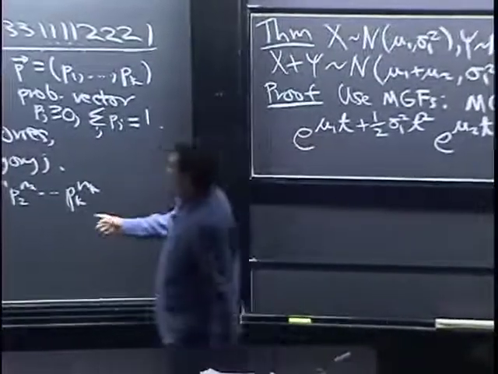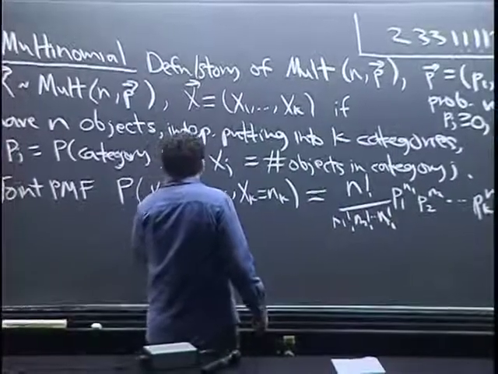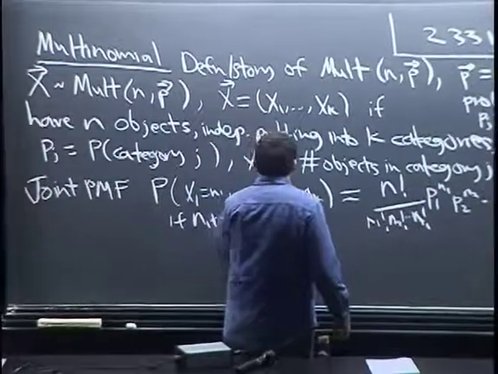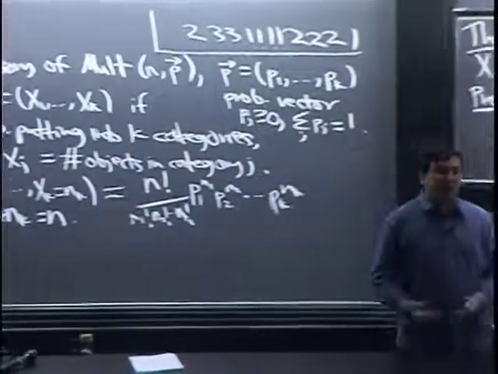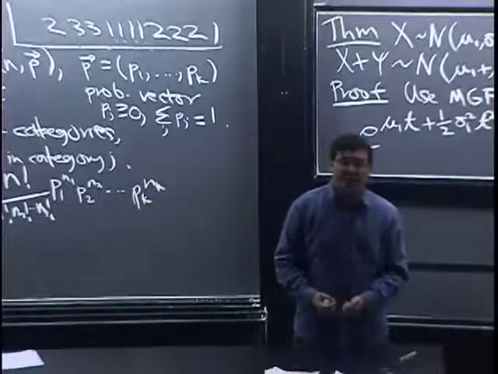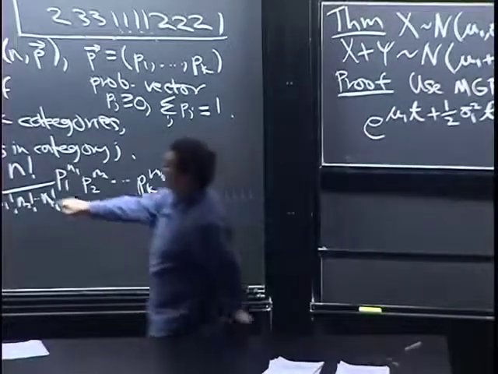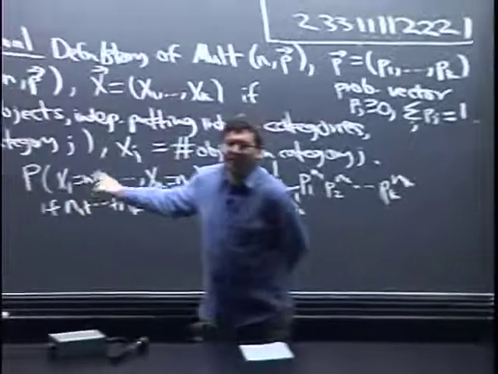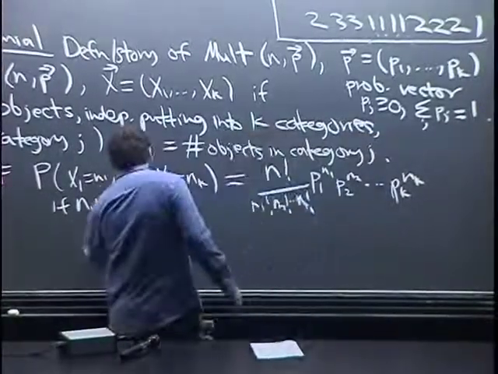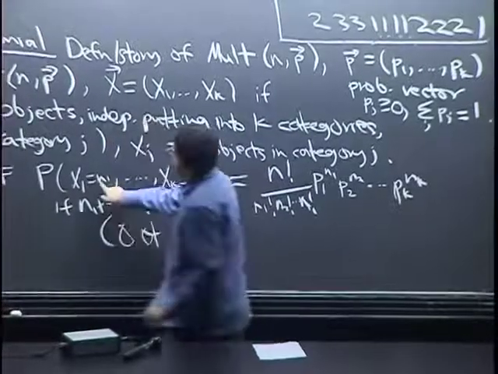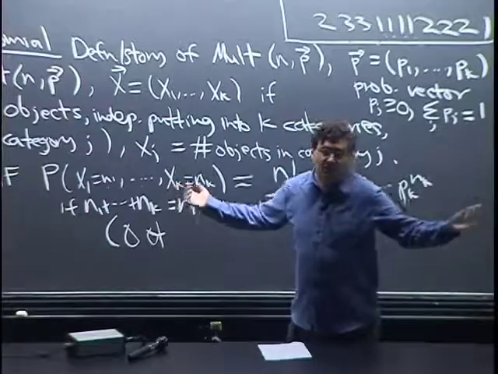Of course, there's a constraint here. This is valid if n1 plus and so on plus nk equals n. Otherwise, it doesn't make sense, because we have n objects and we're assuming that every object is in exactly one category. So it wouldn't make sense if we added up these counts and they had too many or too few. So it's zero otherwise. That is, if the sum of these n's is not n, then it's impossible, so it's 0.